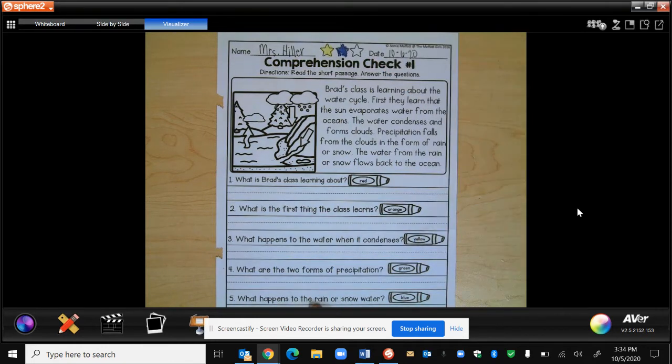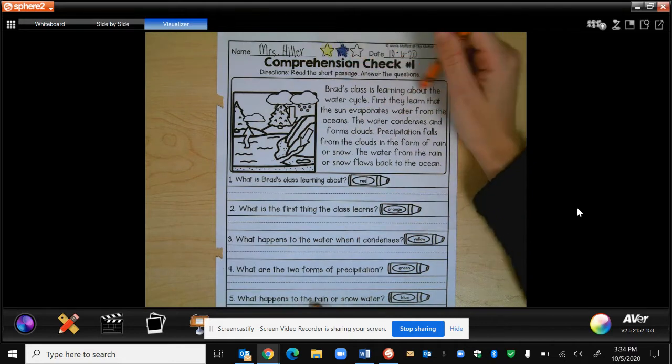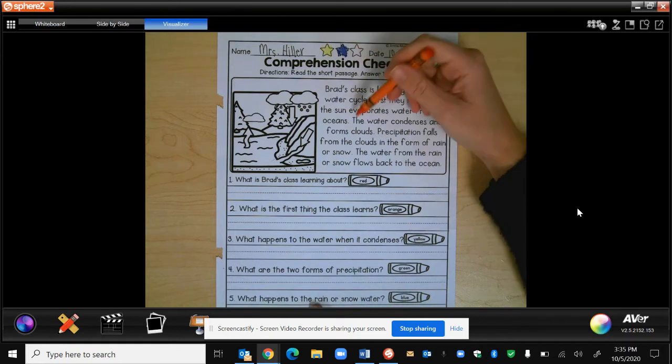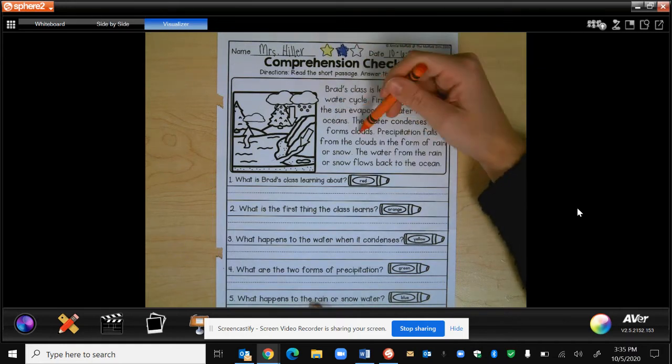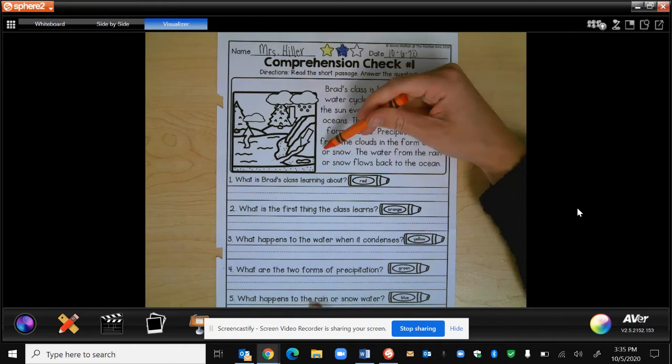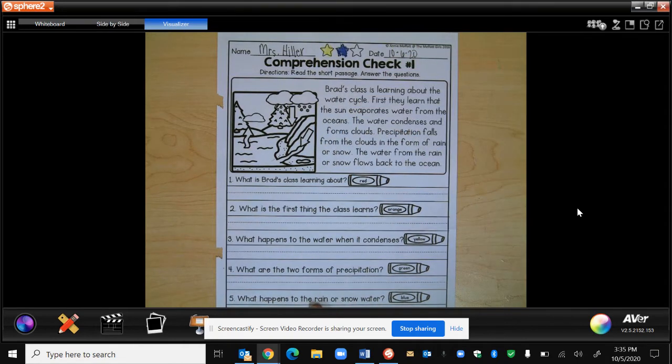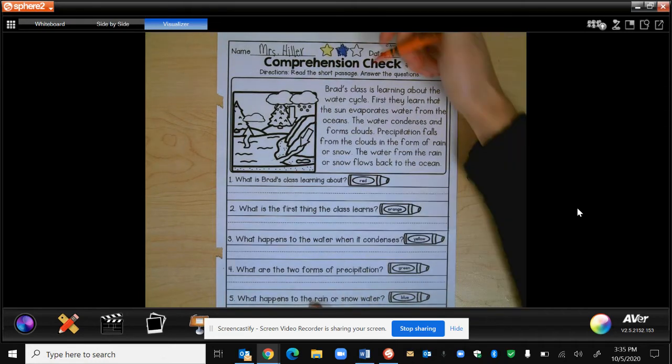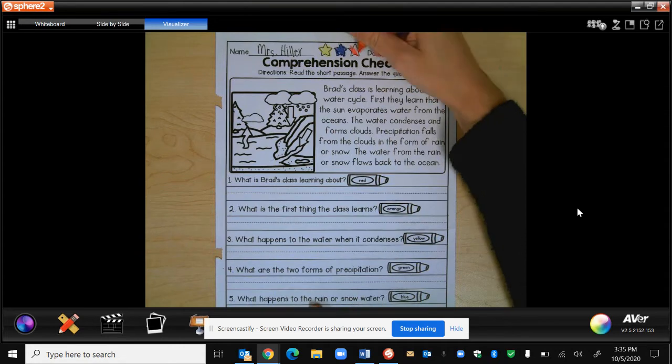All right, let's read it one more time. Brad's class is learning about the water cycle. First, they learn that the sun evaporates water from the oceans. The water condenses and forms clouds. Precipitation falls from the clouds in the form of rain or snow. The water from the rain or snow flows back to the ocean. Read 3. Ooh, almost broke my crayon, guys.